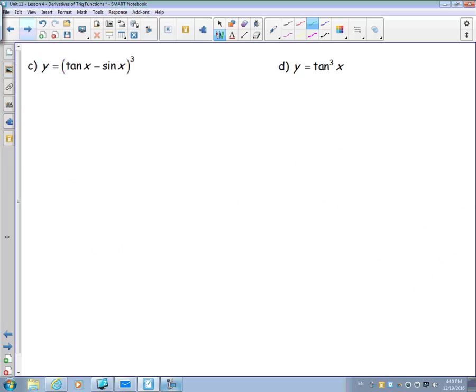Okay, last two. Let's try tan x minus sine x cubed. That looks like a power rule idea, which means my exponent can come down in front, times the entire original thing, let's subtract 1 from the exponent, times the derivative of the inside. Well, the derivative of tan is secant squared, and the derivative of minus sine would be minus cos.